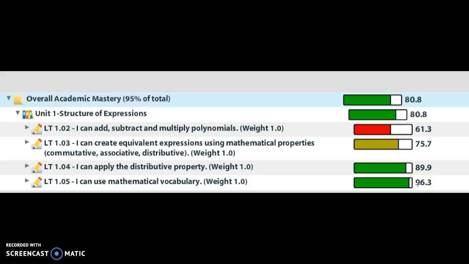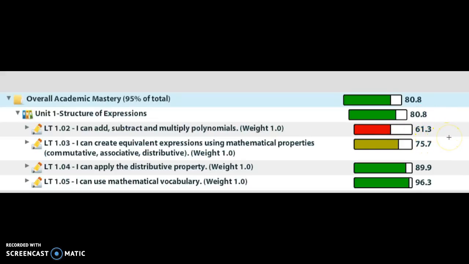So if they decide that they want to retake this, they can sign up for a revision on Friday, which you'll have an opportunity to do in a moment. And they can revise this learning target and take a test just on 1.02. So this student would want to spend some time reminding themselves how to add, subtract, and multiply polynomials. Now, in order to revise this learning target, this student scored below a 70%.